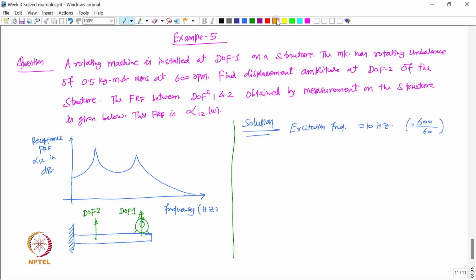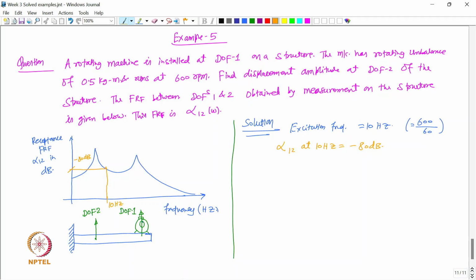So we go to the graph and maybe roughly I can mark here, this is 10 hertz here, and somewhere here and then here. So this is around minus 80 dB, okay, this value. So it means the FRF alpha 12 at 10 hertz is equal to minus 80 dB, correct.